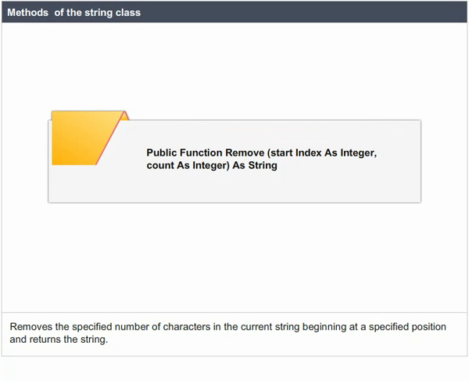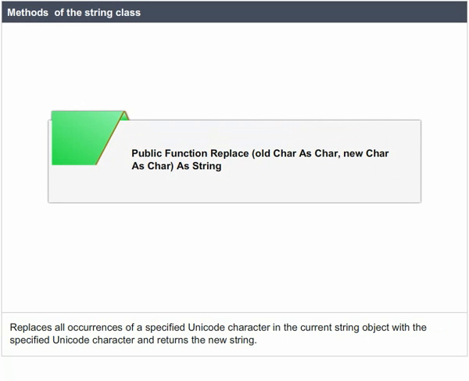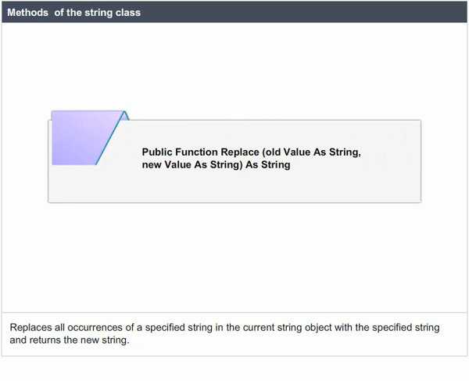Public Function Replace(oldChar As Char, newChar As Char) As String replaces all occurrences of a specified Unicode character in the current string object with the specified Unicode character and returns the new string. Public Function Replace(oldValue As String, newValue As String) As String replaces all occurrences of a specified string in the current string object with the specified string and returns the new string.